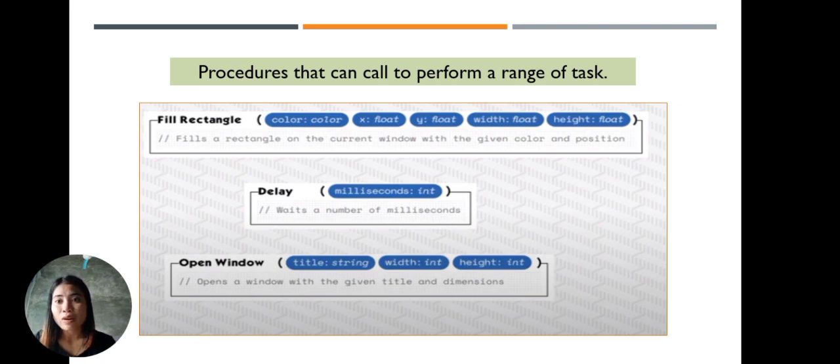Then the delay, which is in milliseconds. This is another task. Wait, since our main concept is to wait 5 seconds. Then open window, with the title, string, width, and height as its parameters.